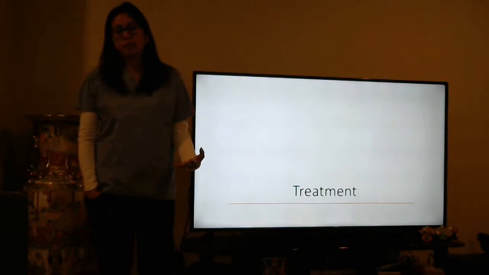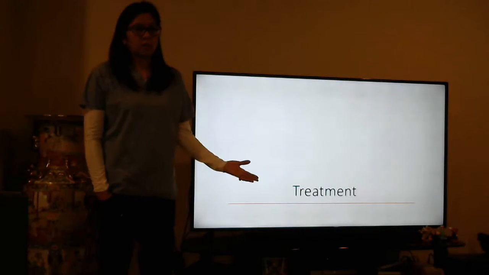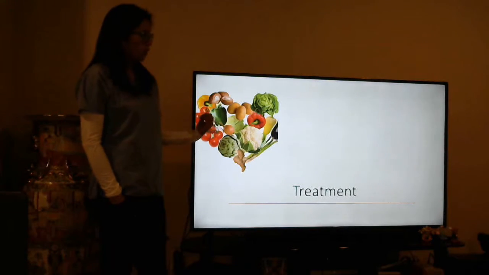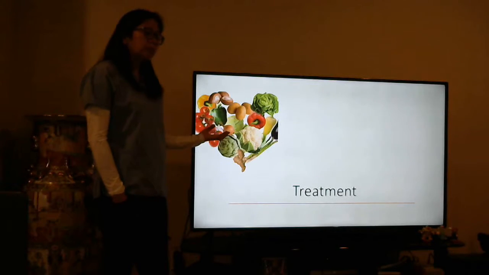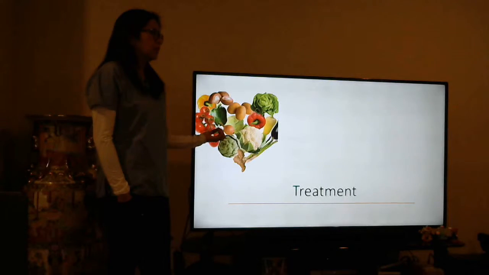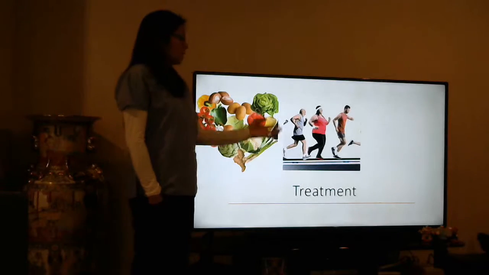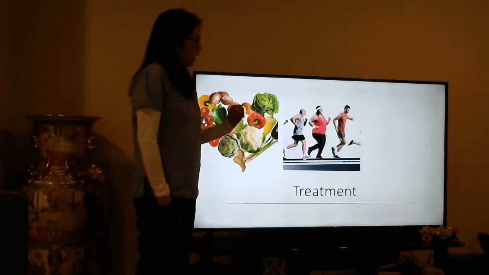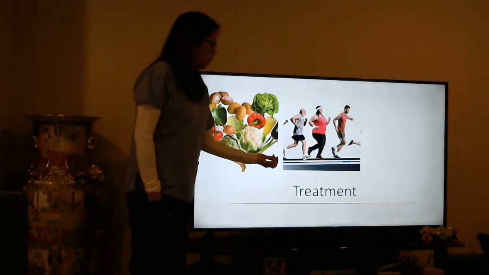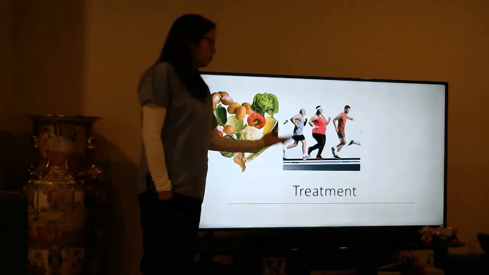So treatment, what's our biggest treatment? Our biggest treatment is prevention. How do we prevent atherosclerosis from happening? It's through our diet. Our diet we can control. We control the glucose intake, we control the lipid intake, we control our cholesterol intake. Diet is our modifiable factor that we can completely control. We can also control our lifestyle. Exercise, having a regular physical activity, also helps. But if we can't control it through diet and exercise, we have to control it through medications.